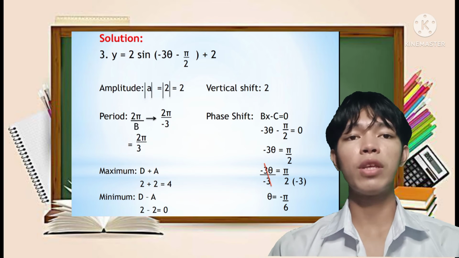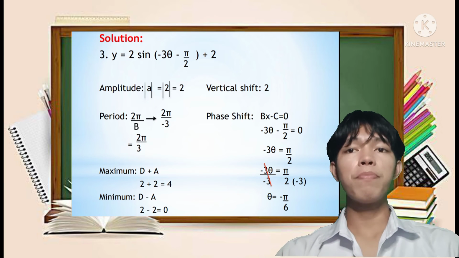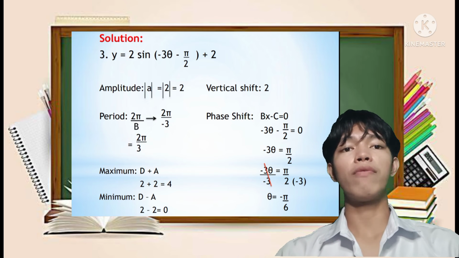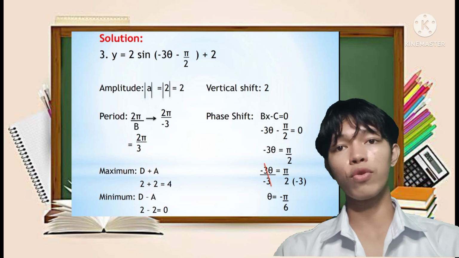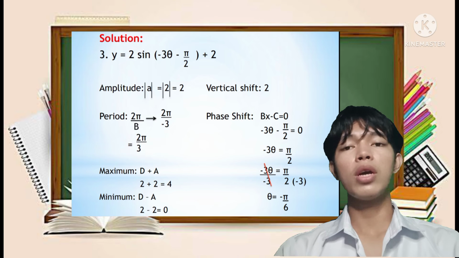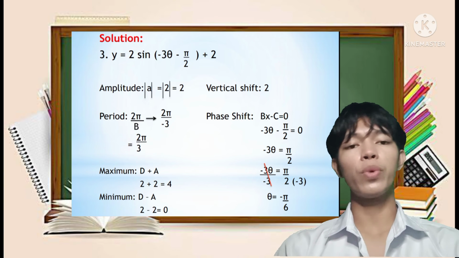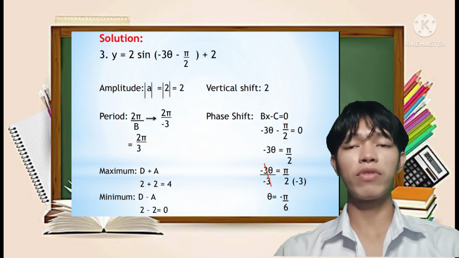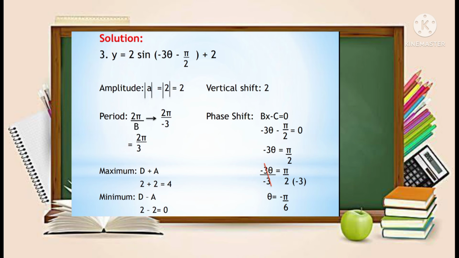Next, we have the maximum, d plus a. So we have 2 plus 2 equals 4. And for the minimum value, we have d minus a. So we have 2 minus 2. We have the minimum value of 0.